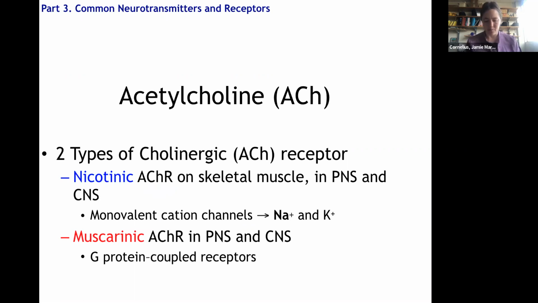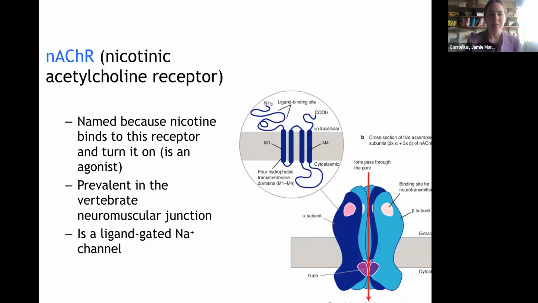So if we look a little more closely, this is the nicotinic acetylcholine receptor, the one that's in the neuromuscular junction. And you can see there's two representations of its structure here. You can see that there's 4 domains that cross the membrane. So when we talk about a domain, I'm just going to put yellow dots. 1, 2, 3, 4. There's 4 domains that cross through the lipid bilayer.